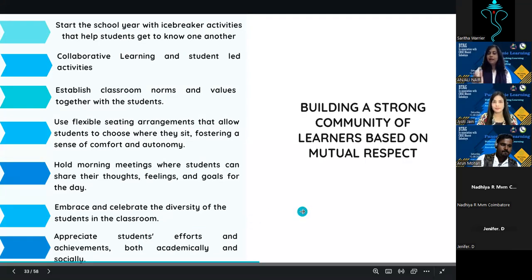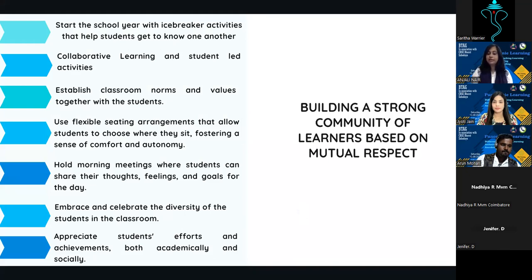Now, the last aspect of the guiding principle is building a strong community of learners, a community that is built on mutual respect. So when you start the school year, you can start with some icebreaker activities that will help students to get to know each other. So it's important that students know each other well. So start your session with some icebreaker activities, have collaborative learning and student-led activities in the class instead of always the teachers instructing about the activities. Let the students take the lead and suggest some activities.